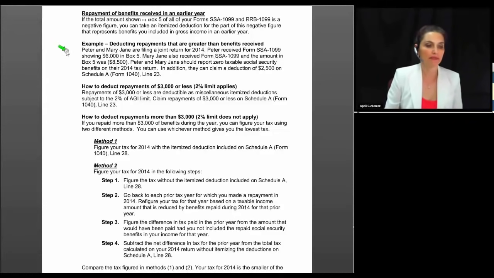Peter and Mary Jane are filing a joint return for 2014. Peter received Form SSA-1099 showing $6,000 in Box 5. Mary Jane also received some Social Security income, and the amount in her Box 5 was negative $8,500. She actually had to make a repayment. Peter and Mary should report $0 taxable Social Security benefits on their 2014 return, and then they're going to claim a deduction on Form 1040, line 23 of $2,500.